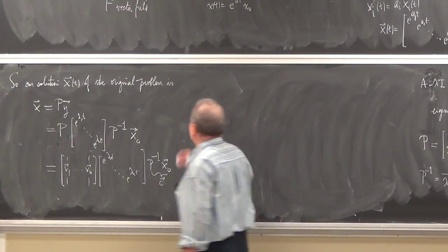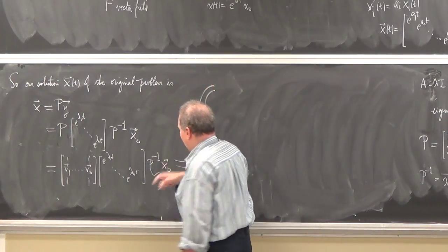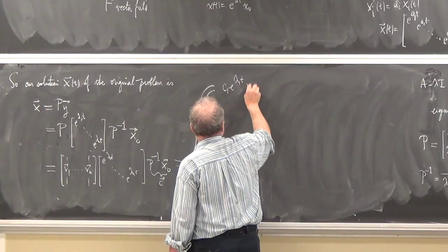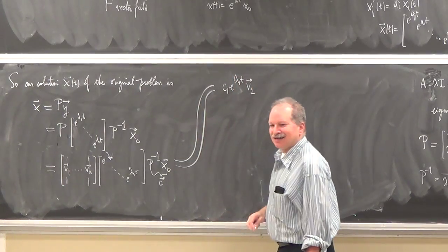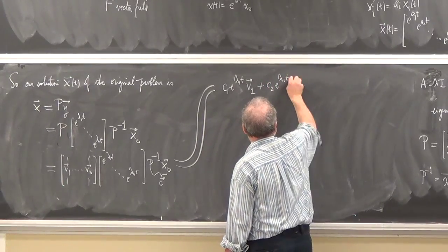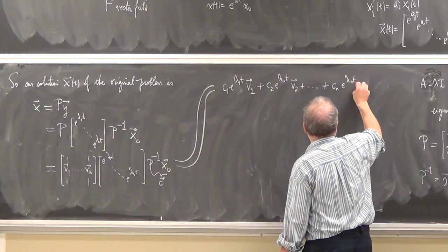Well, if you know this stuff, it's not annoying. So what does this come out to? By exact analogy, you're getting c1 e to the lambda 1 t times the first eigenvector plus c2 e to the lambda 2 t times the second eigenvector. By analogy. Well, I've proved it to you.